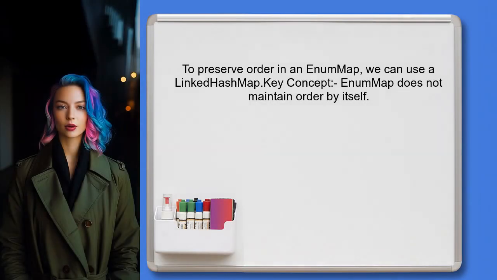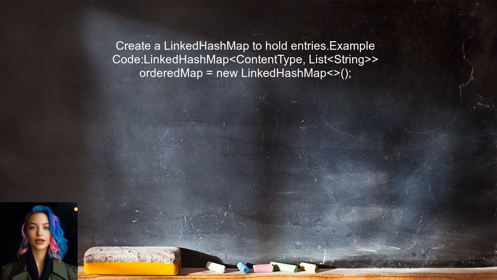To preserve the order of items in an EnumMap, the user can utilize a linked hash map to maintain the insertion order. However, since EnumMap itself does not support ordering, we will need to combine it with a different approach. The user can create a linked hash map to hold the entries and then populate the EnumMap based on the order stored in the linked hash map. This way, the user can maintain the order while still using the EnumMap for its advantages.